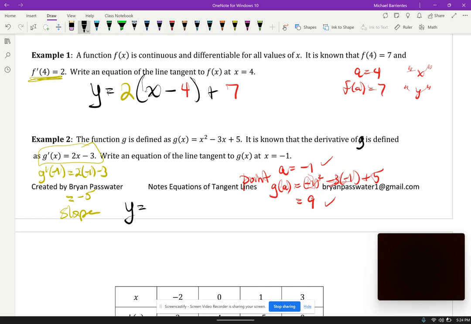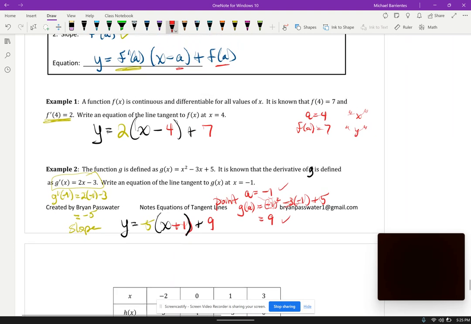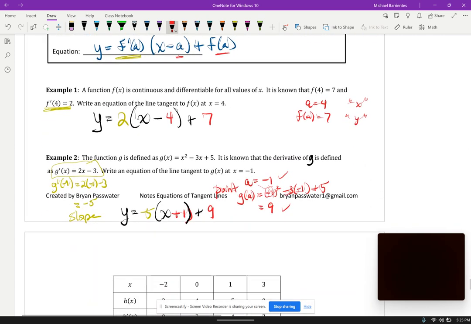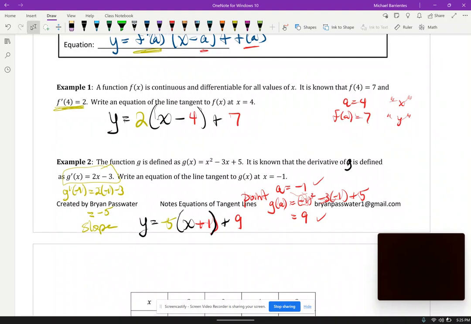My equation is y equals negative 5 times x minus your x value, which is negative 1, and that's going to change it to plus 1, plus my y value, which in this case is 9. Do you see how we're just using the formula that's there? And actually, it's a formula that you learned in Algebra 1. You used y equals mx plus b probably more often than you did point slope form. Point slope form looks like this. But it turns out point slope form is a little bit more versatile because it allows you to find the equation of the line with just a point and a slope.